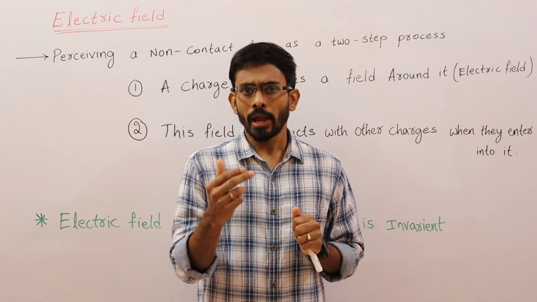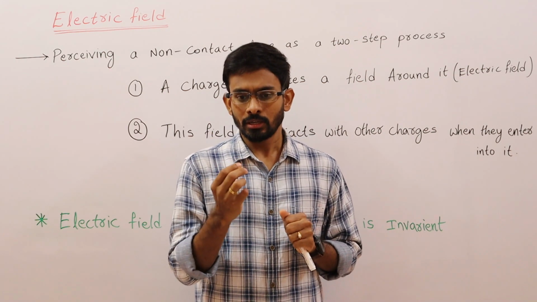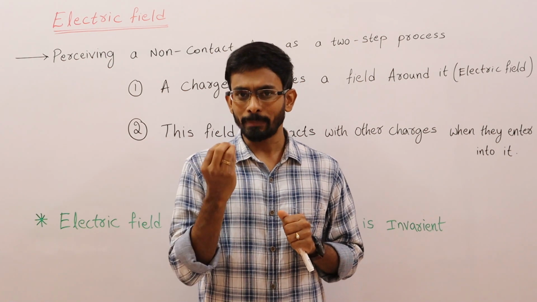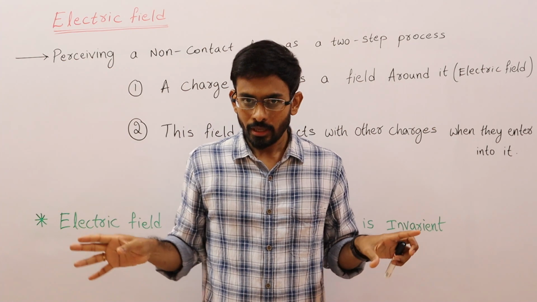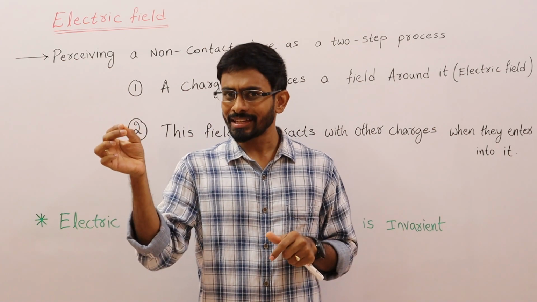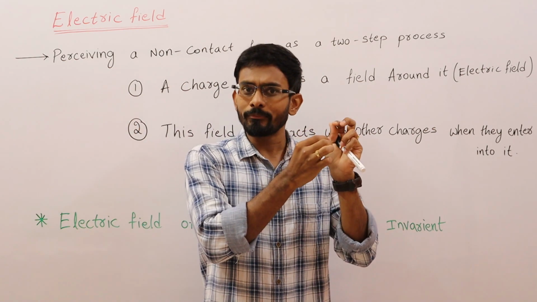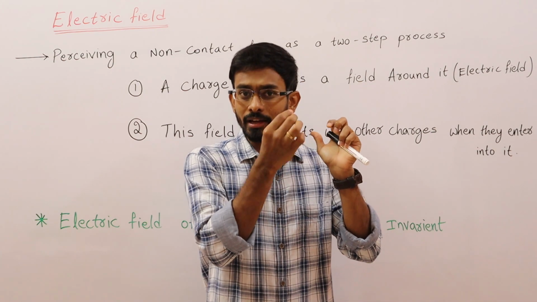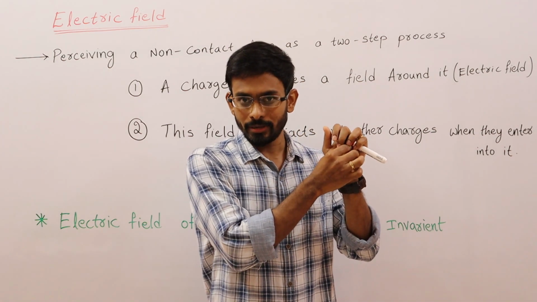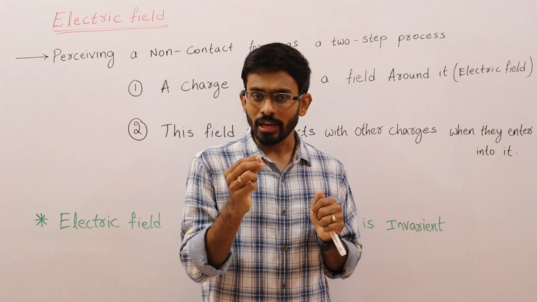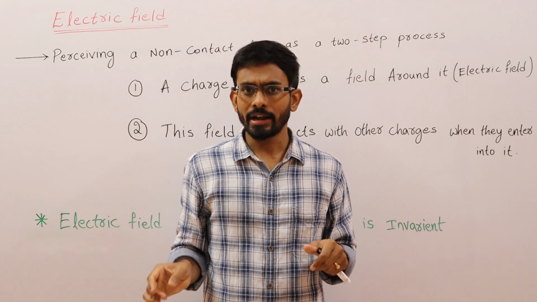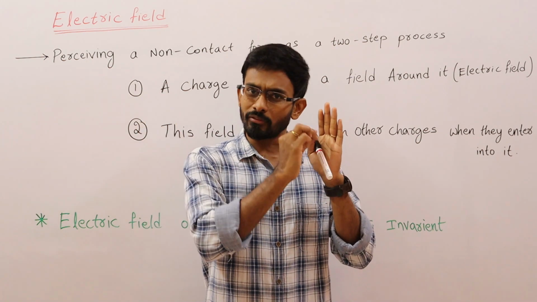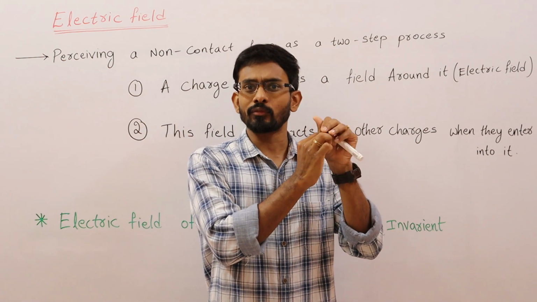Now I'll try to explain it using an example. You might have seen a spider. A spider produces a web around it. Now when small insects enter this web, the web will apply force on them and the insects get trapped in the web. In the same way, a charge produces a field around it, and when some other charges enter this particular field, this field will apply force on the charge.